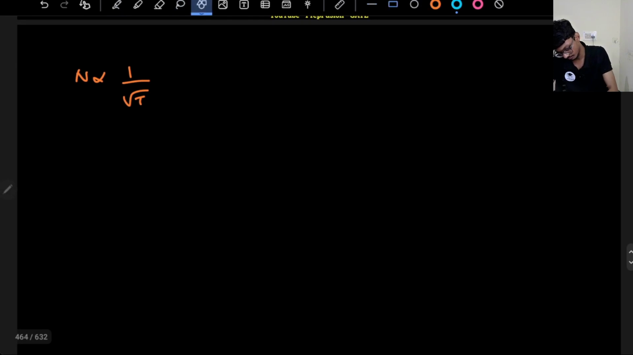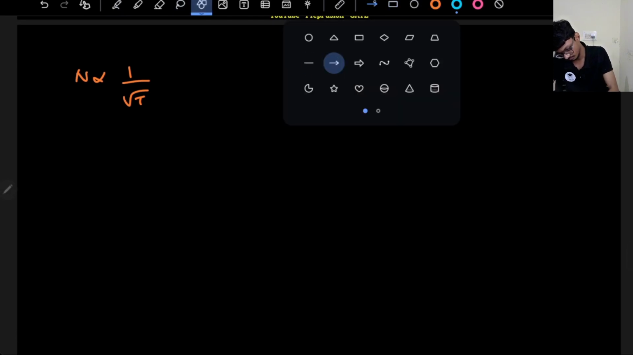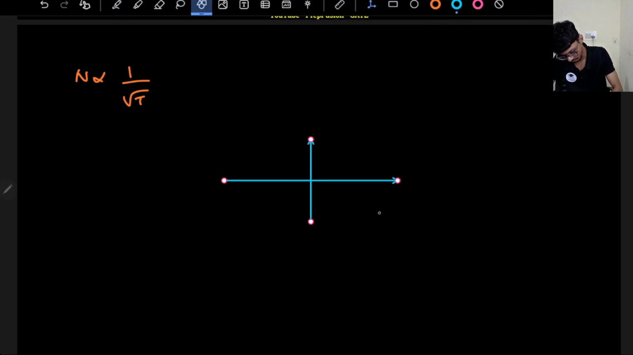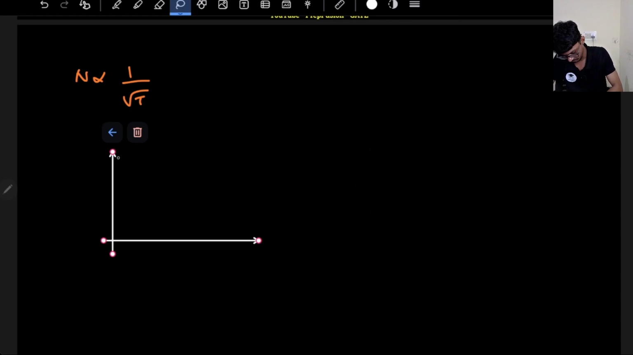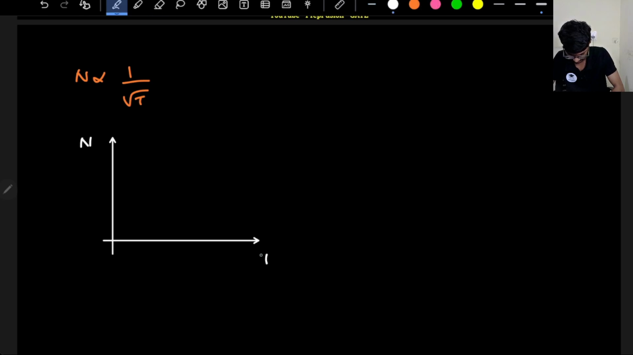So similar to a hyperbola, speed and torque, okay. So it will be just like a hyperbola.